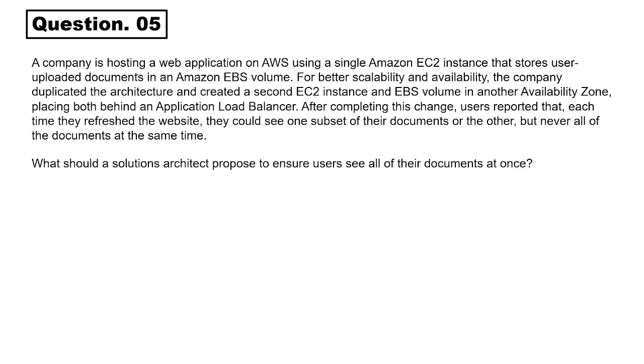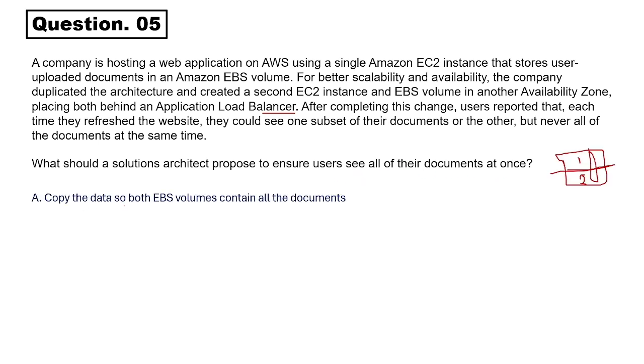Now question number 5. A company is hosting a web application on AWS using a single Amazon EC2 instance that stores user uploaded documents in an Amazon EBS volume. For better scalability and availability, the company duplicated the architecture and created a second EC2 instance and EBS volume in another availability zone, placing both behind an Application Load Balancer. After completing this change, users reported that each time they refreshed the website, they could see one subset of their documents or the other, but never all the documents at the same time. What should a solutions architect propose to ensure users see all their documents at once?